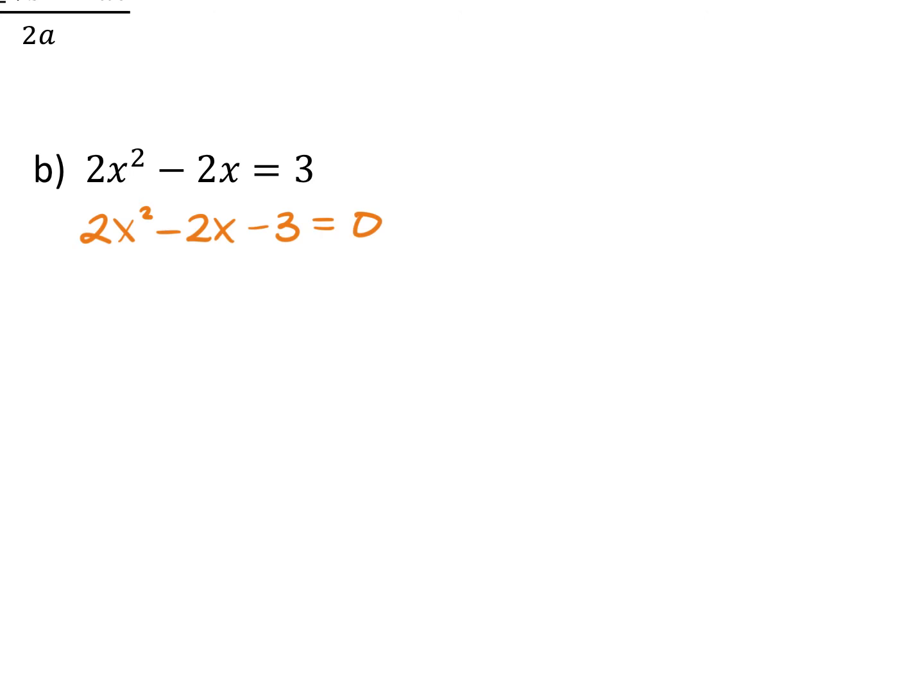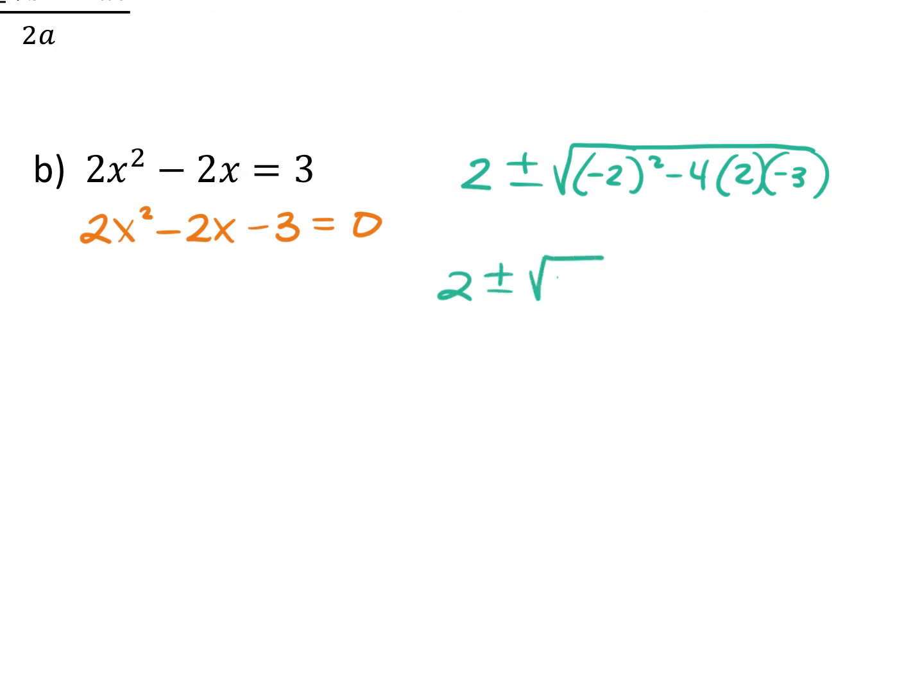Anyone have an answer yet? So your negative b should be a positive 2, right? Plus or minus, did you get your square root? Square root of what? 28. It should have been this, right? Negative 2 squared minus 4 times 2 times negative 3. And when you plug that in, you get 2 plus or minus the square root of 28 over what? 4. 2 times 2, so over 4.